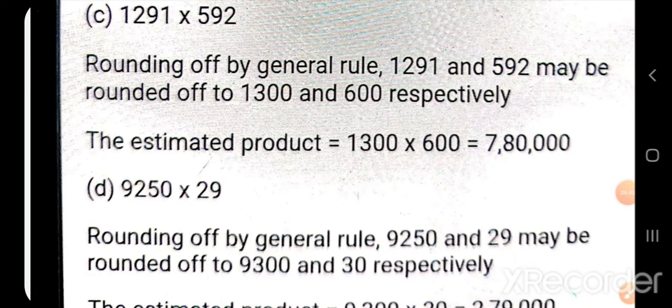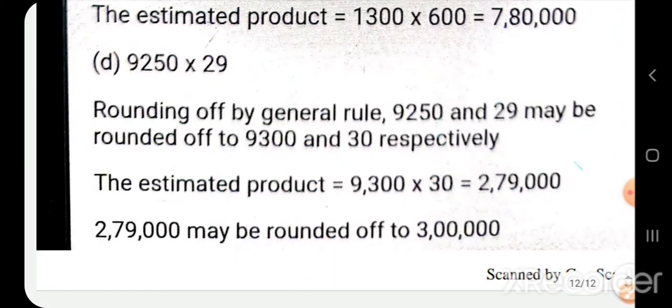Next, D, 9,250 into 29. Rounding off by the general rule, 9,250 and 29 may be rounded off to 9,300 and 30 respectively. 9,250 comes between 9,200 and 9,300 and it is nearer to 9,300. We will round it off as 9,300.